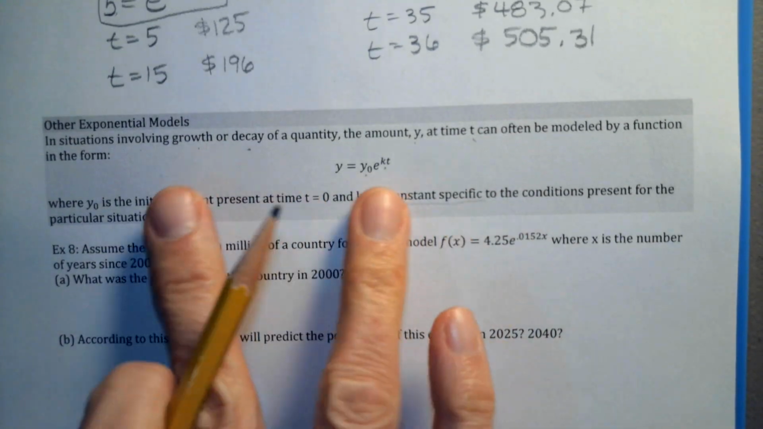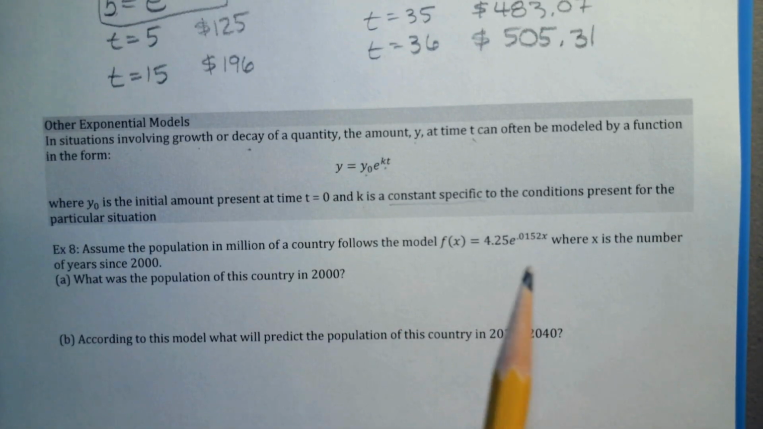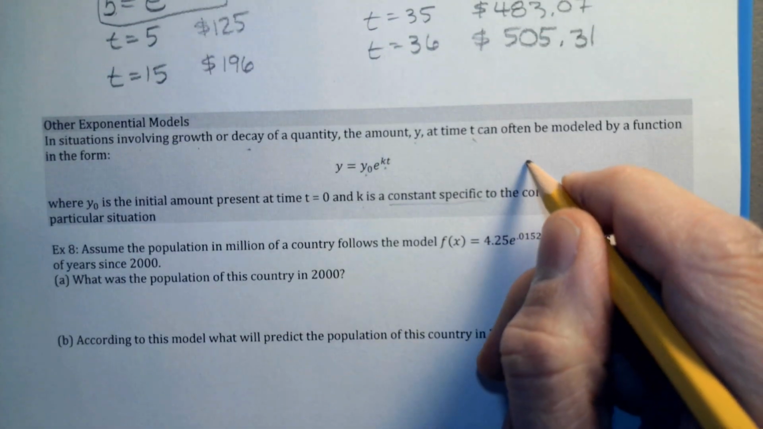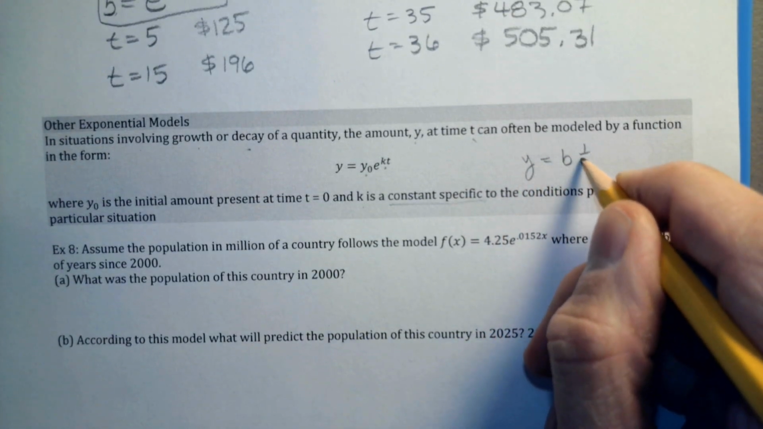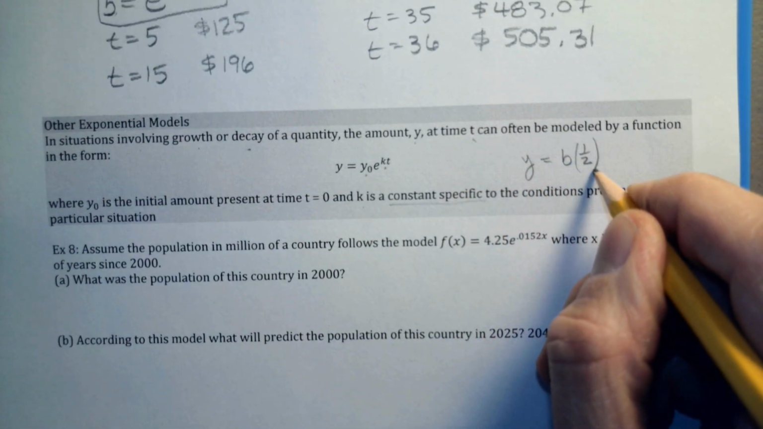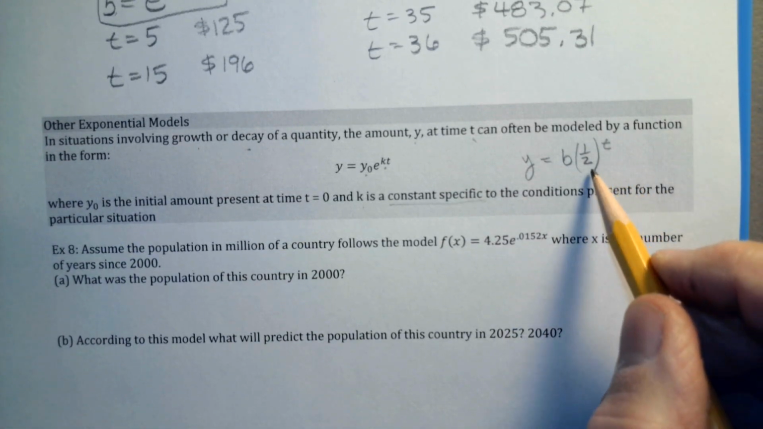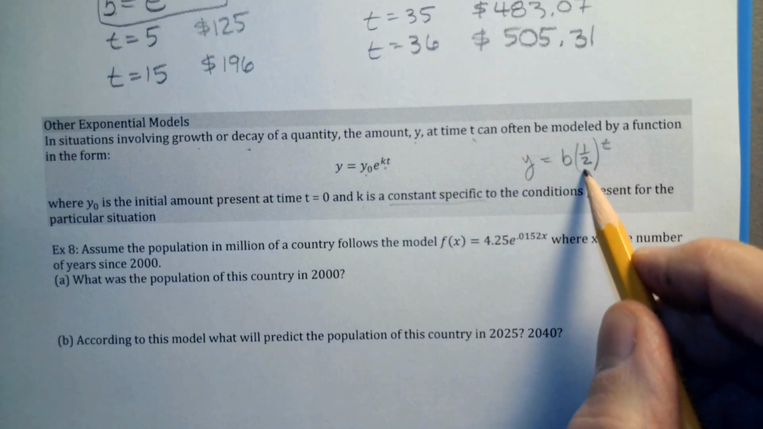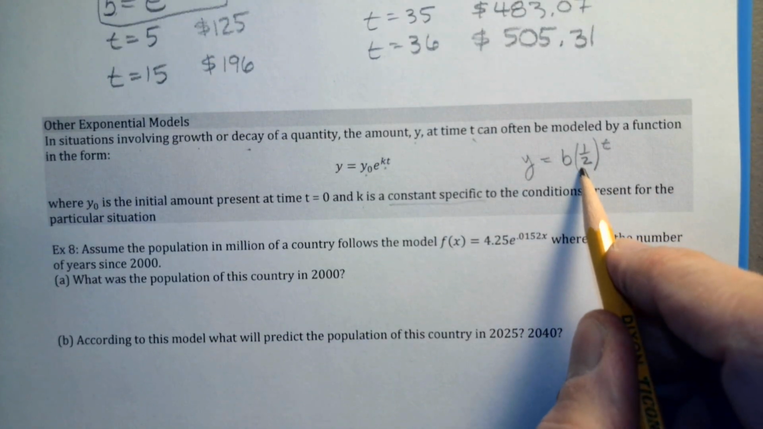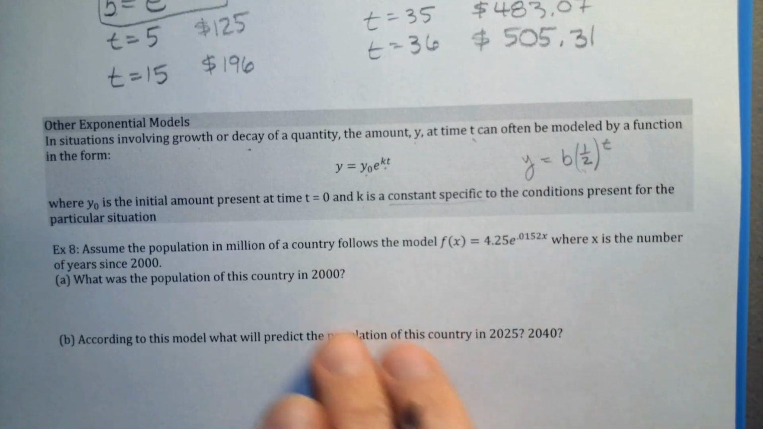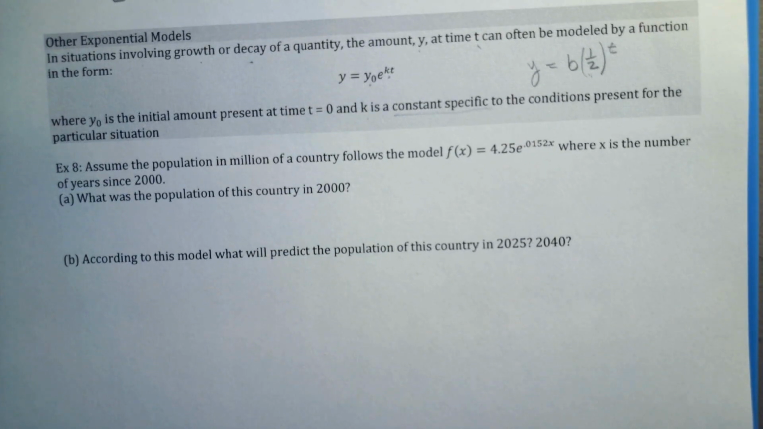Now this is slightly different than the formula that you sometimes use in science class. That uses something like y equals b times 1/2 to the t, I think, where t is the actual half-life. I'm not sure that's the right formula. I'd have to stop and think about that for a minute. But you have one that's slightly different sometimes in biology and chemistry class.